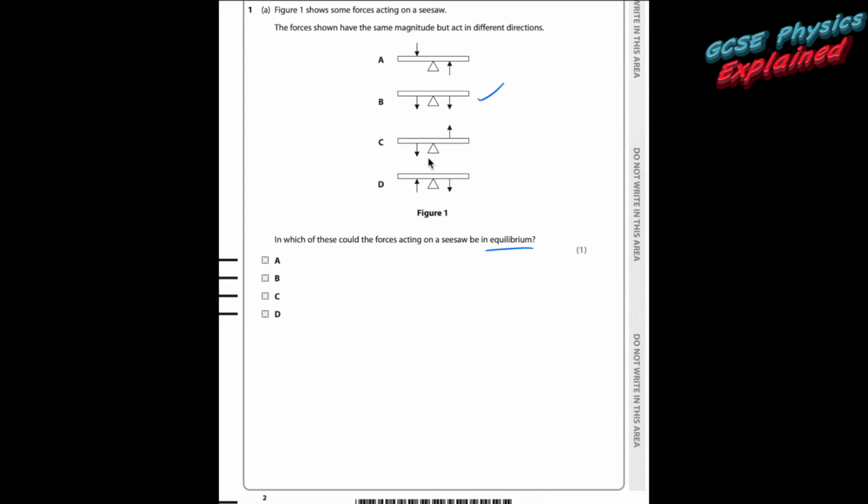Let's just check these. That going down, that going up, no, that would spin. That going up, that going down, that would spin. So the answer's definitely B.